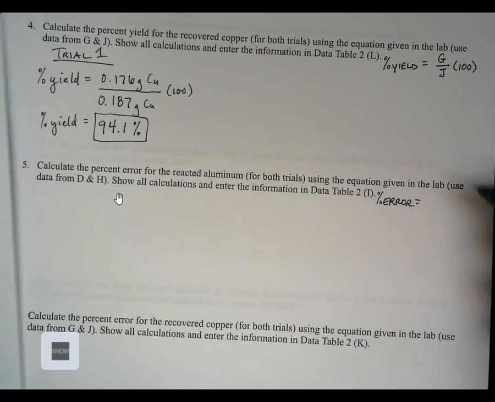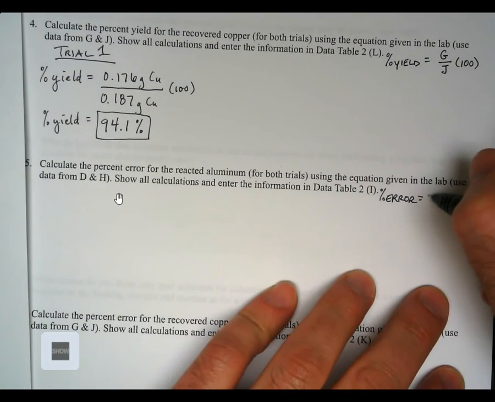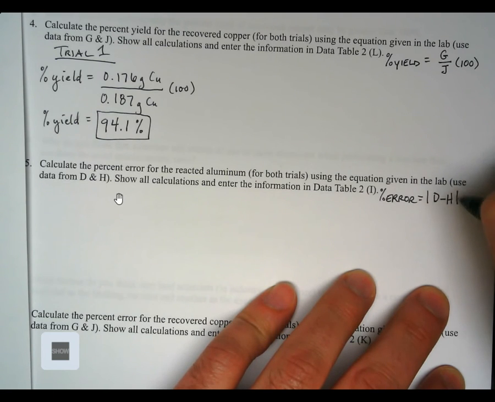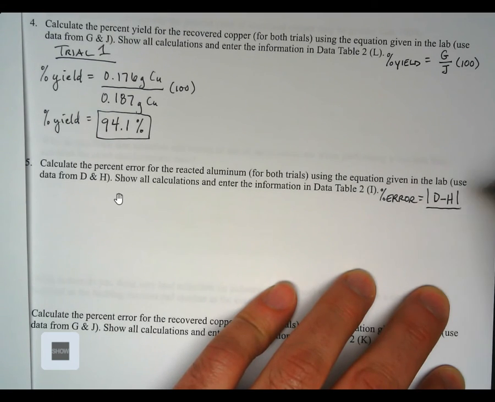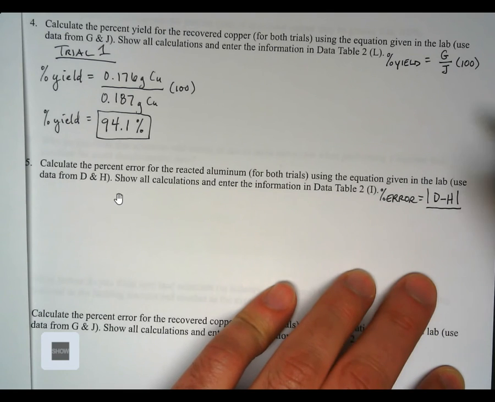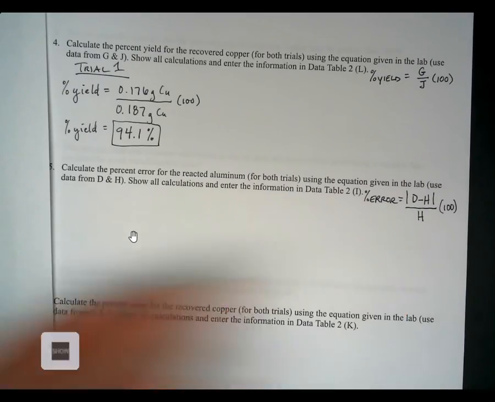So we're going to do the absolute value of D minus H over H times 100. Okay.